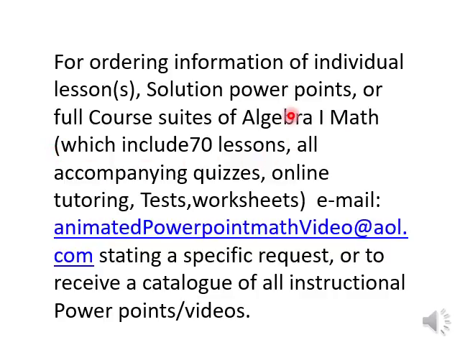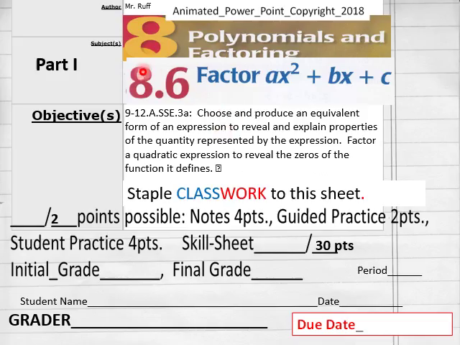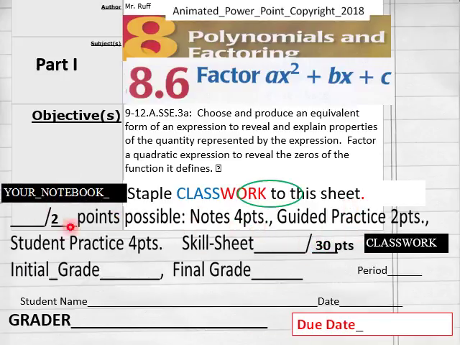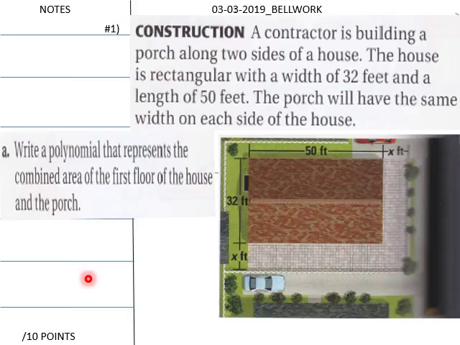Hello everybody, we're getting ready to do lesson 8.6 of Algebra 1 Math, Part 1. It will be factoring ax squared plus bx plus c. We have a classwork sheet here of 30 points, and then we have a notebook guide of 2 points, just Part 1. Here's your standards.